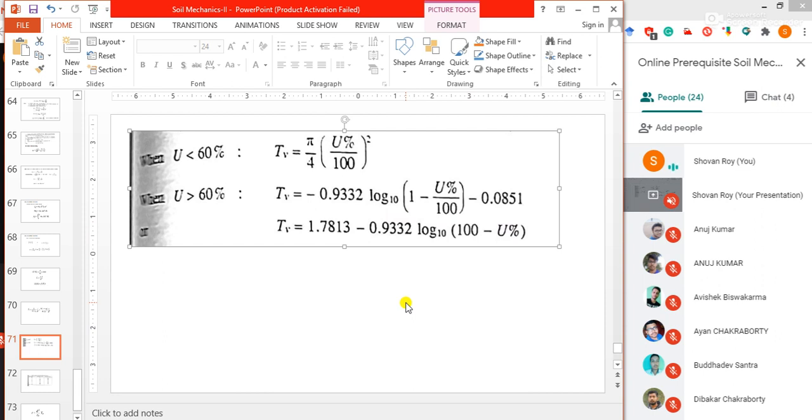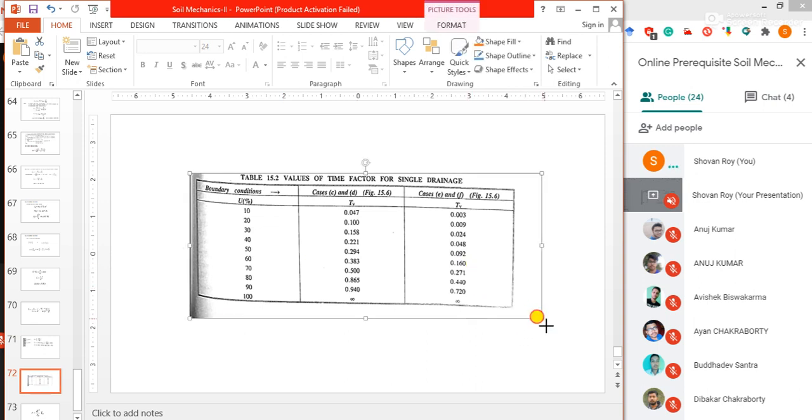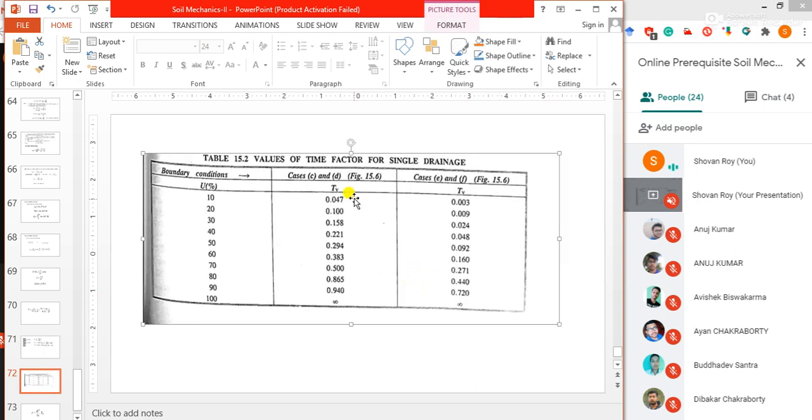That means to find out the time factor, first we need the U value. Whether U is less than 60 or greater than 60, depending on that the TV value will be decided by the formula. In this figure, I have taken some values of time factor for single drainage. There are single drainage and double drainage cases. This is the single drainage value.